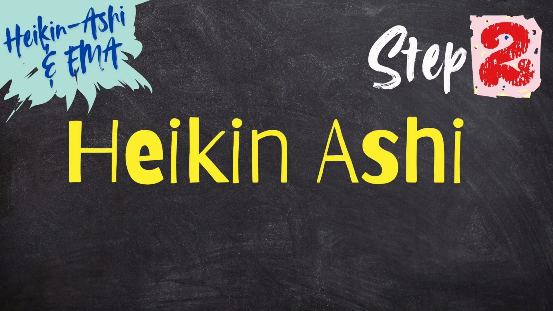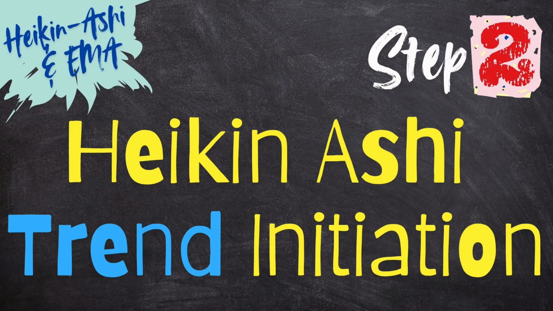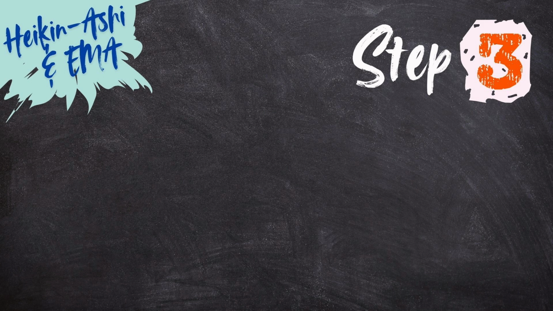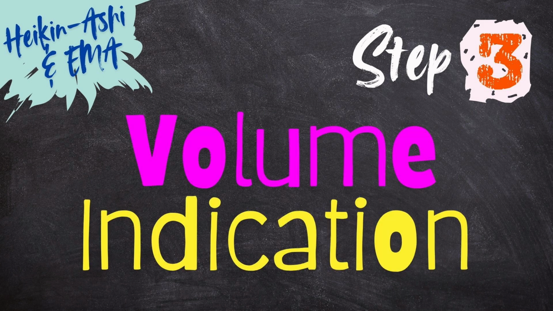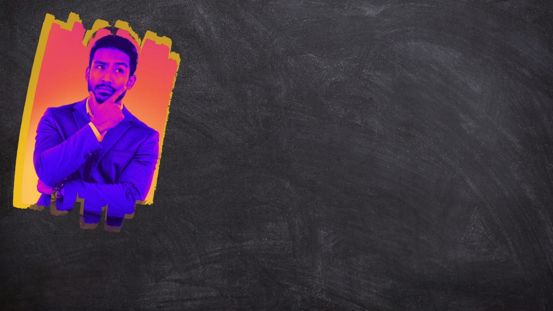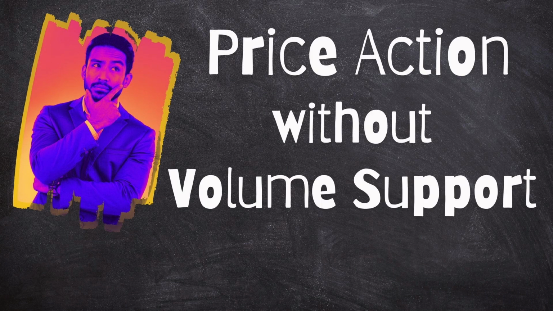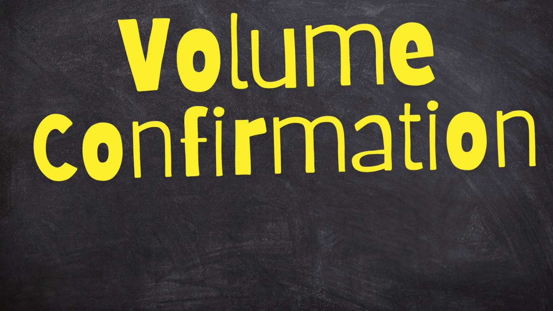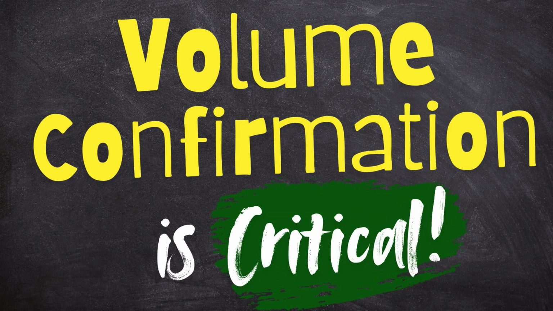We will now look for our first indication, trend initiation on Heikin Ashi. We should see at least two consecutive bullish Heikin Ashi candles which have no lower wicks. This signals that buyers are stepping in and momentum is building. And this is where a lot of traders go wrong. They just look at the candle formation and enter the trade. Any candle formation or any market move which is not supported by volume cannot be effective. It is therefore critical for us to get volume confirmation before we move ahead with our setup.